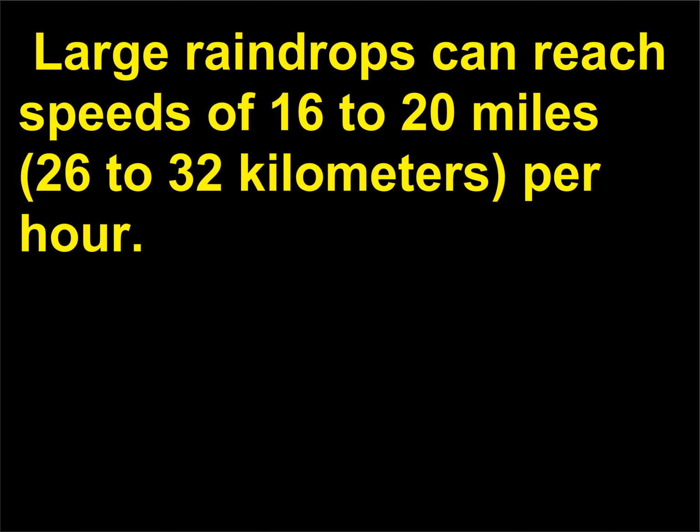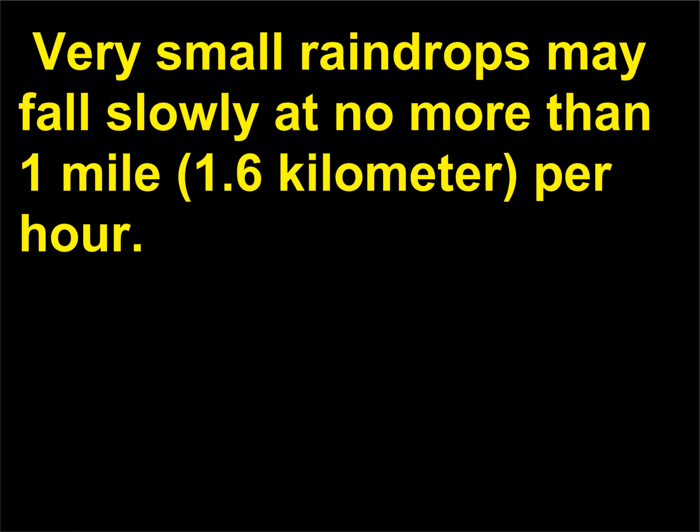Large raindrops can reach speeds of 16 to 20 miles, 26 to 32 kilometers, per hour. Very small raindrops may fall slowly at no more than 1 mile, 1.6 kilometer, per hour.